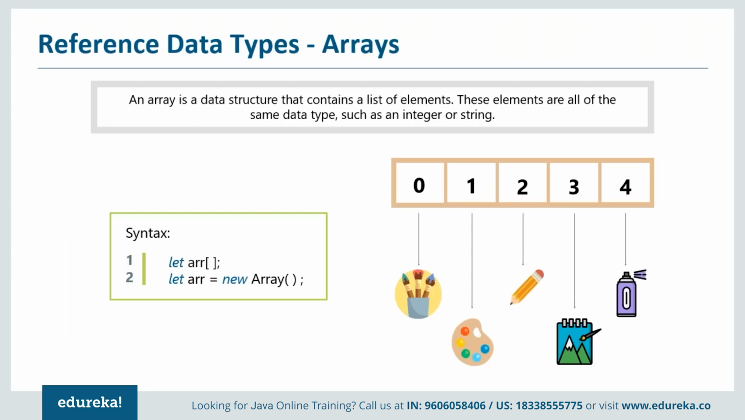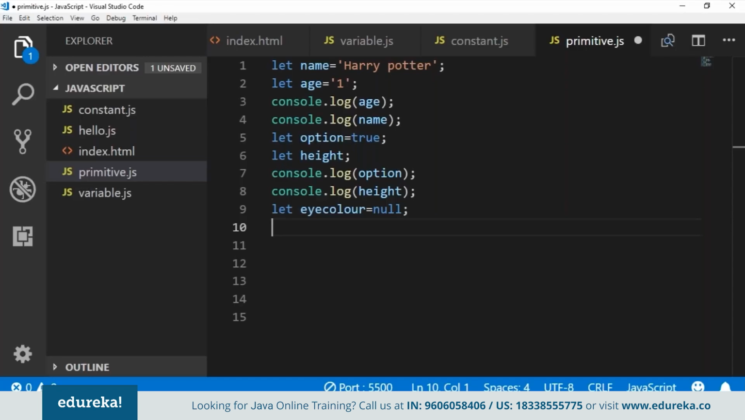So what are arrays? Arrays are basically used to store multiple values in a single variable. So if you have a list of items, let's say that you went shopping for some art supplies and you got a paintbrush, you got a canvas, you got some palette, you got pencils, and you got spray paint. Now you want to list these down in one variable. Now to understand this better, let's go to Visual Studio Code and let's execute some code.